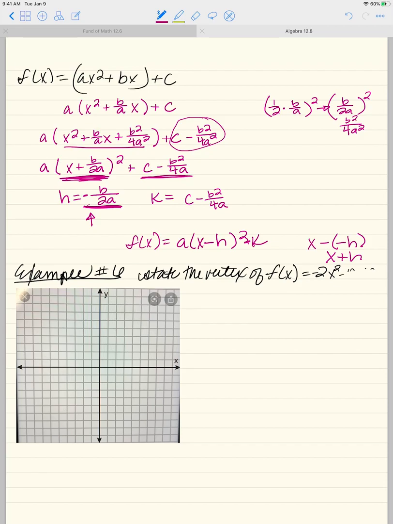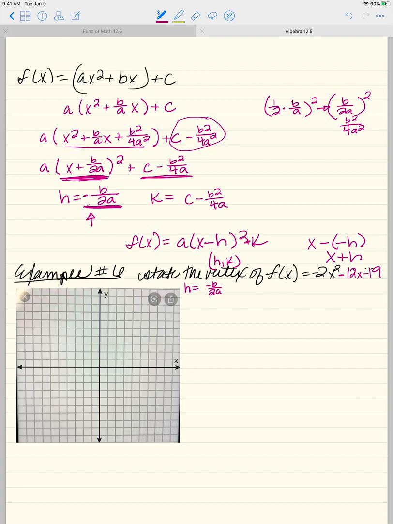Example number 6 says state the vertex of f of x is equal to negative 2x squared minus 12x minus 19. Remember, vertex is h, k. So we're going to use our formula for h, where h is equal to negative b over 2a, to figure out what h is.